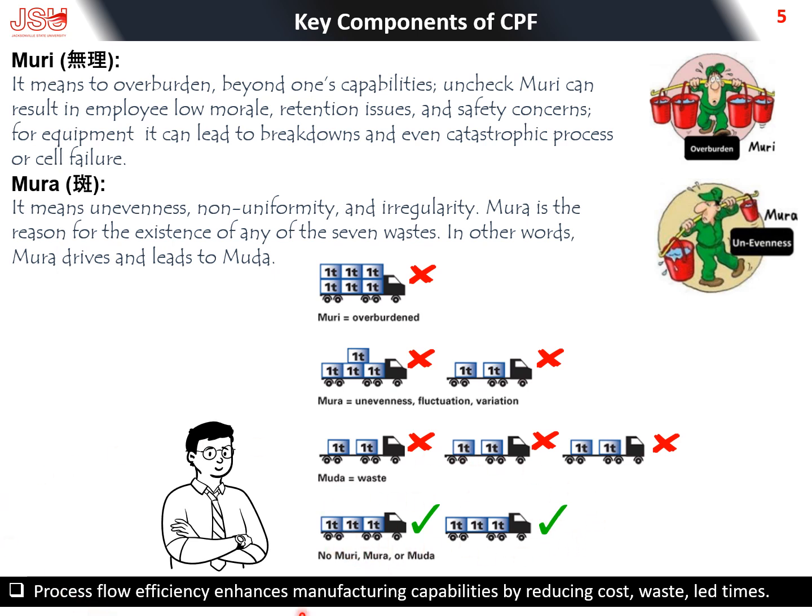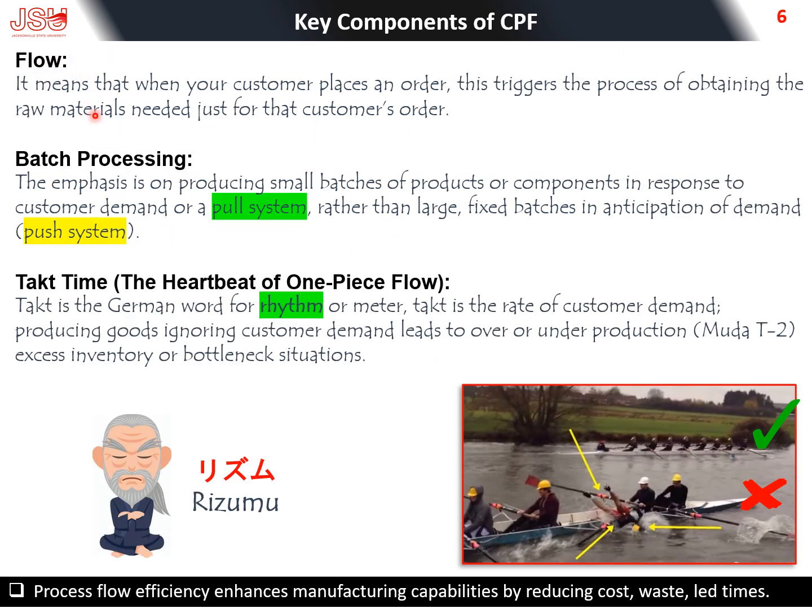Process flow efficiency enhances manufacturing capabilities by reducing cost, waste, and lead times. Flow. It means that when your customer places an order, this triggers the process of obtaining the raw materials used for that customer's order. Batch processing. The emphasis is on producing small batches of products or components in response to customer demand, or a pull system, rather than large fixed batches in anticipation of demand, push system.